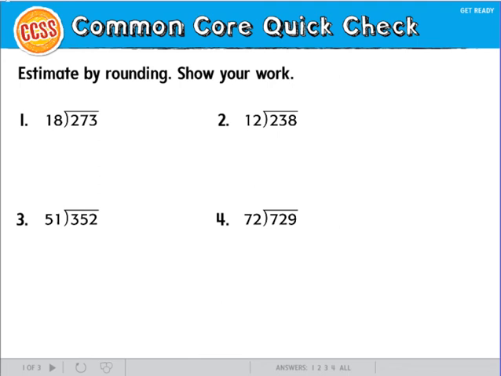So the first one that I need to round is, I'm going to round 18 to what? 10. 20. 20. 273, we'll round to 280. 270. 300. I'd round it to the nearest 100, but you can do it the other way. 15 times 20 is 300. That's 5. All right.